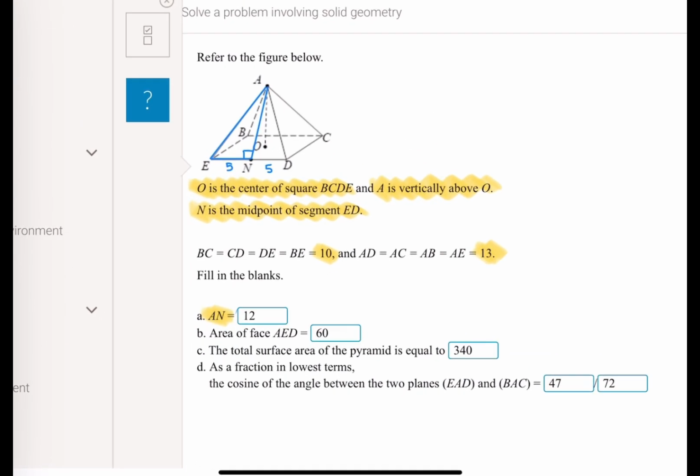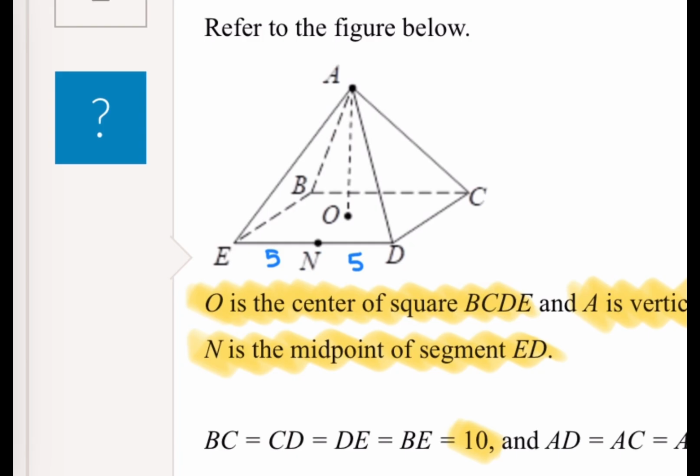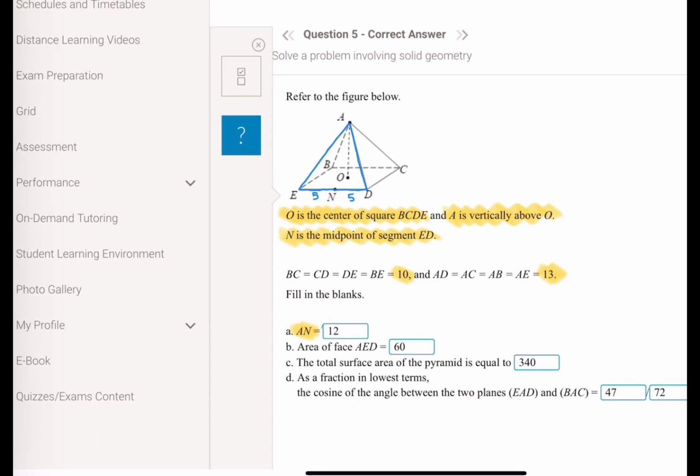Alright, now I'm going to erase this and we're going to move on to part B. Now in part B, they're asking you to find the area of the face AED. So the face AED is this face over here. This is the face AED. Now they want you to find the total surface area of this face.